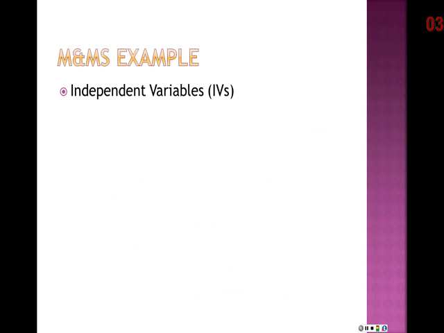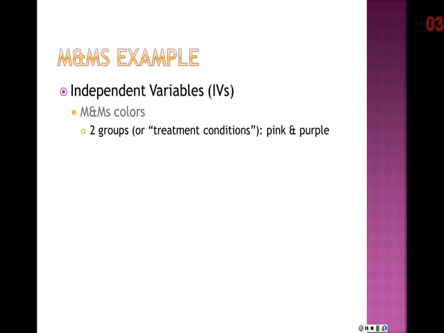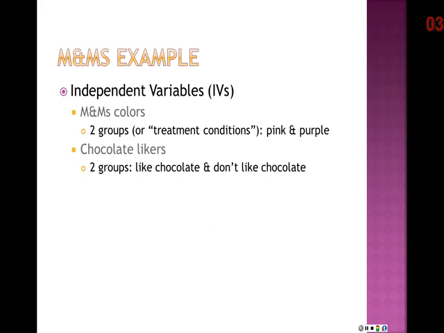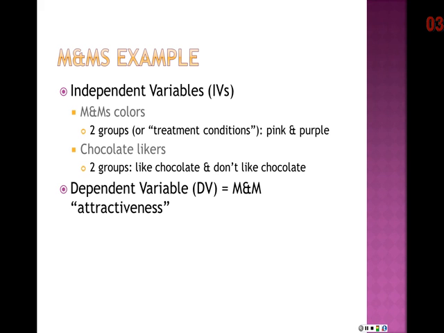So we have here two independent variables, right? We have our M&M colors, so there are two groups for that, or treatment conditions. There's the pink group and the purple group, or those given pink M&Ms and those given purple M&Ms. We also have chocolate likers. So again, this is two groups: people who like chocolate and people who don't like chocolate. And our dependent variable is M&M attractiveness, which is being measured by the number of M&Ms eaten by participants, right?